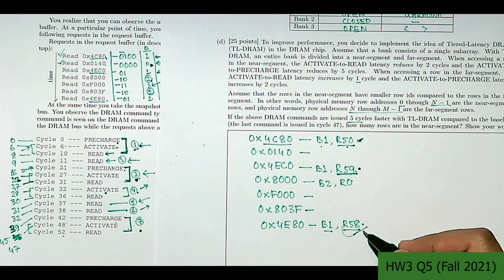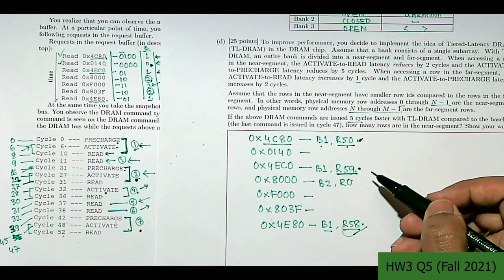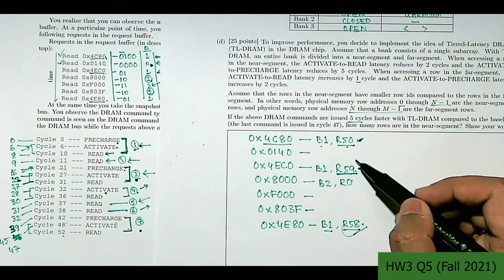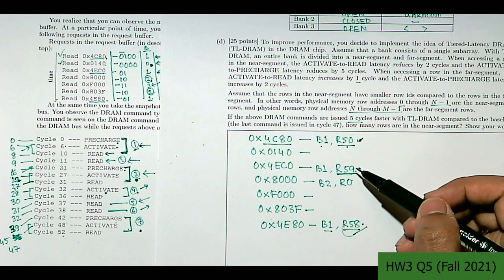So that means 58 has to be on the near segment. And then you know that, okay, there is another guy with 59. So that means 0 to 58, 59 rows are actually in the near segment. But what if you don't have 59? Then you don't know actually the boundary, right?